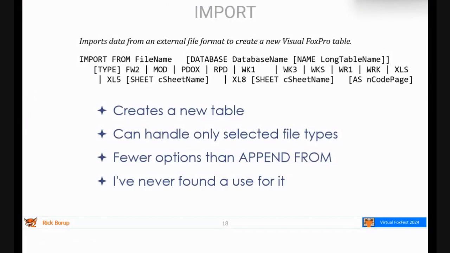So that's append from, a very powerful command, does a lot of what we want to do right out of the box. There is an import command also. It creates a new table. It's a little more restrictive than the append from command. Again, it only handles certain types of files. Personally, I've never found a use for it. I'm sure there is a good use for it, but I don't have an example of it. You can infer from the context exactly how it works.